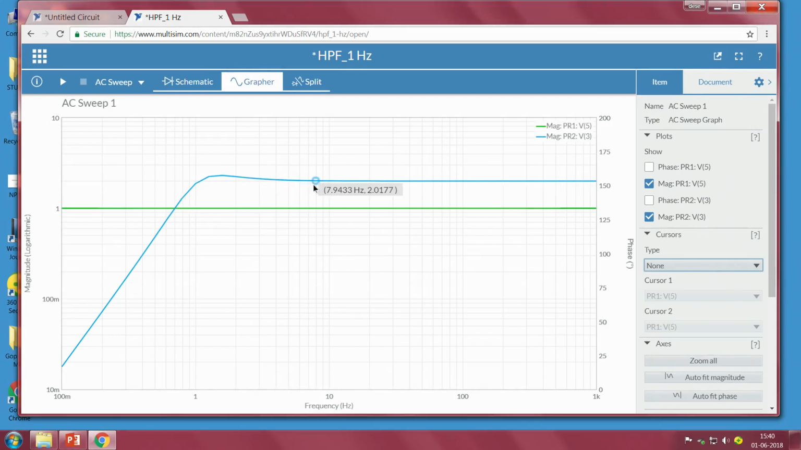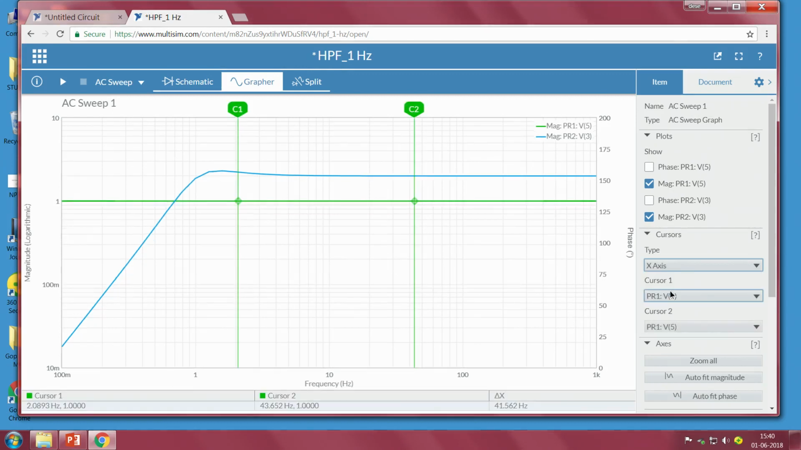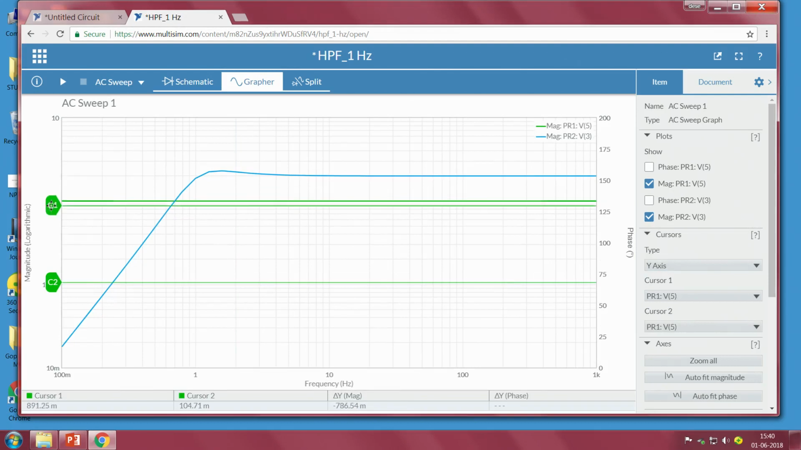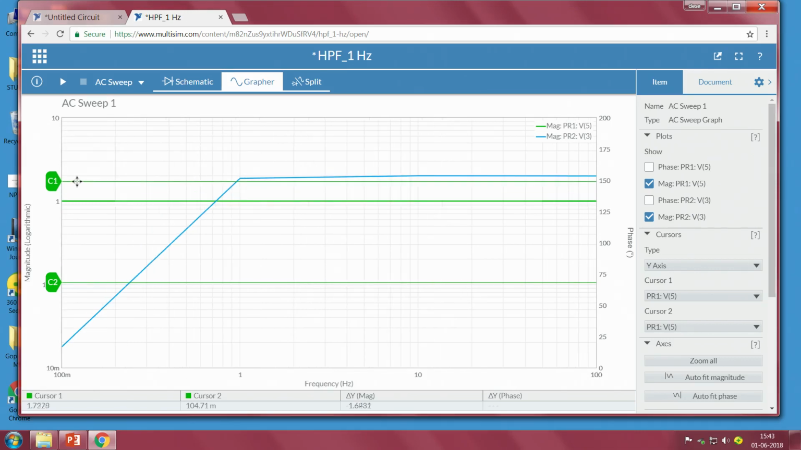Now, if I want to visualize this, I will take an amplitude cursor, the y axis cursor, and I will put C1 at 1.7, because the 3 dB line is nothing but 3 dB down from our maximum amplitude. The maximum amplitude is 2, so 2 minus 3 dB. So, the magnitude should be 2 minus 0.3, somewhere around 1.7.